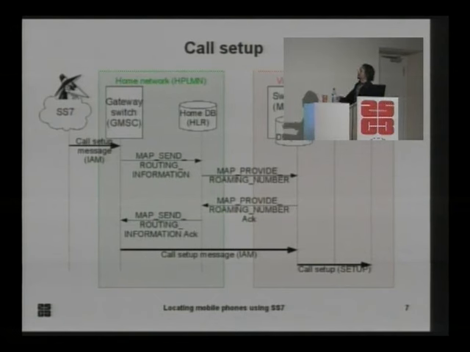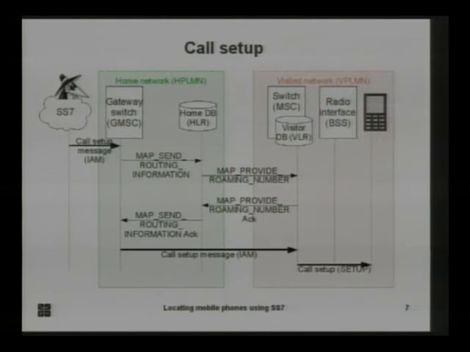So this is how a call setup works in mobile networks. Back there, on the left-hand side, we have the evil spy, or just another network operator, who sets up a call to you. And that call setup message has to be sent to the gateway switch, the gateway mobile switching center of your home network. The gateway switch then asks your home database, hey, tell me, where is this guy and how can I reach him? Your home database then asks the visitor database to provide a roaming number.